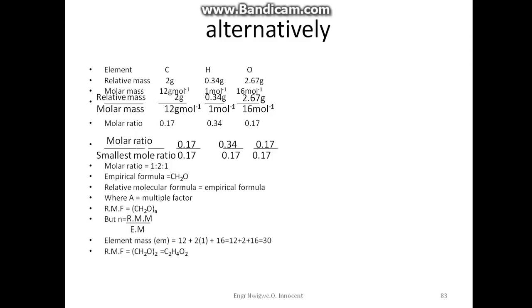If you divide by 60, since 60 is what is given from the question as the compound relative molecular mass, if you divide 60 by 30, it will give us 2. So the relative molecular formula is now equal to CH2O all times 2. Therefore, we will now get C2H4O2, as the case may be.